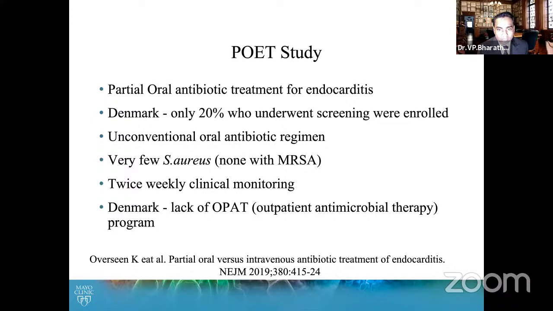The reason they did this study in Denmark was that in Denmark, they keep the patient in the hospital for the entire 6 weeks or 4 weeks of IV antibiotic therapy. So in order to reduce resource utilization, that was the motivation for the oral antibiotic therapy. But these patients were followed twice weekly. So these are not the typical patients that we see, at least in the United States. It's almost impossible to use this scenario for Staph aureus or MRSA prosthetic valve endocarditis. In a very small sub-segment of the patient population, for example, viridans streptococci, native valve, no complications at all, there is a chance that you can complete the regimen with outpatient oral antibiotic options, but you have to follow them very closely.